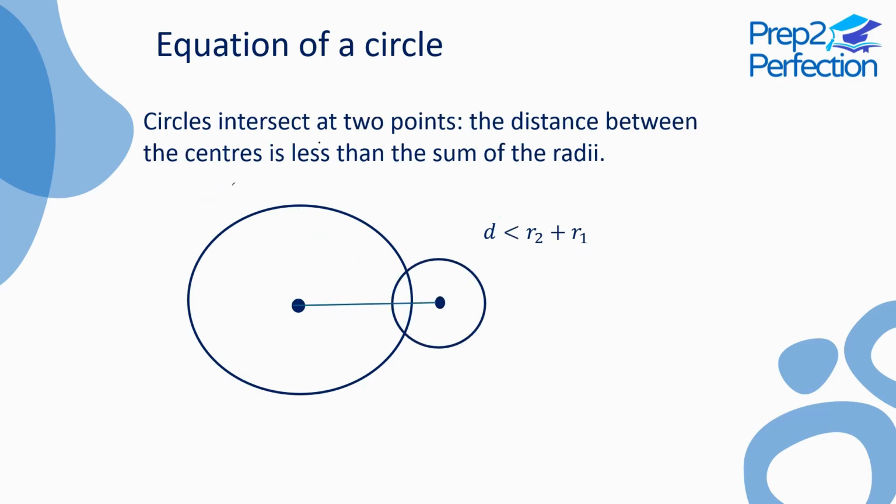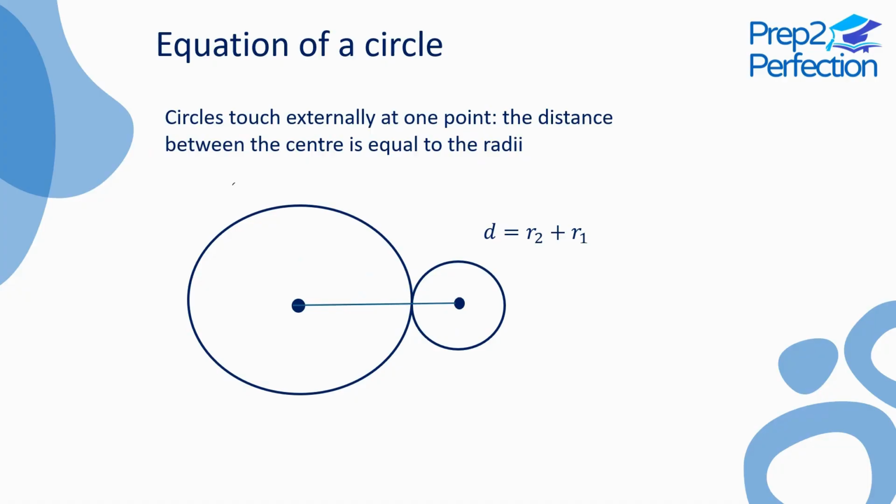Circles intersect at 2 points. The distance between the centers is less than the sum of the radii. So given that this line is the distance between the two centers, which is given as D, the sum of these two radii should be more than the distance between the two centers.